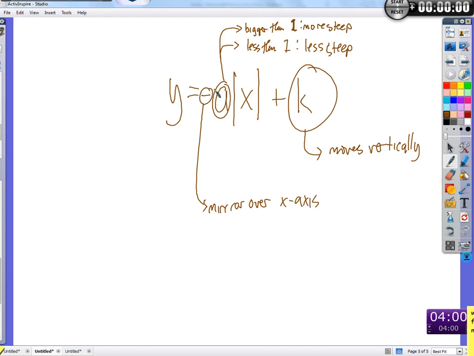How about if we come inside the absolute value, we add something to that. X plus something, X minus something. Okay. Now I want you to think about this. When we were on the outside of the absolute value, we added something. What did that do? We've already written it down. Moves it vertically. So what do you think maybe adding something to the x would do?